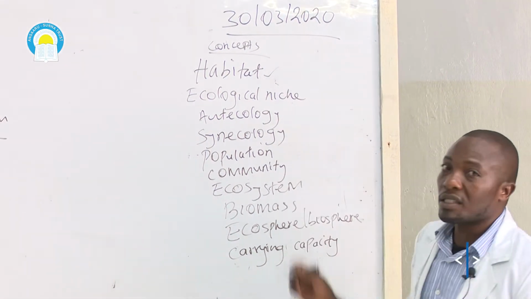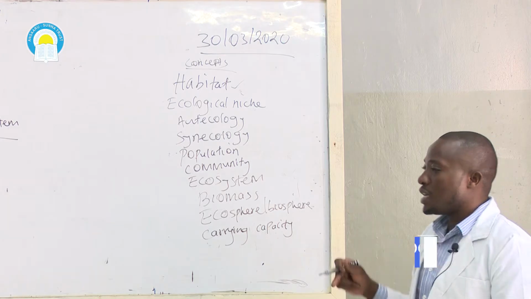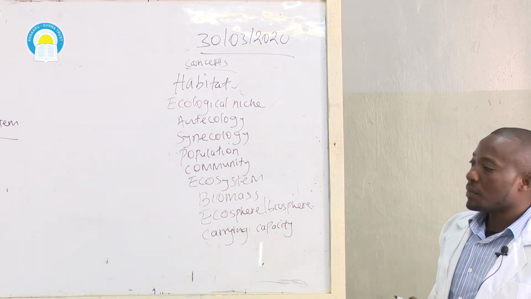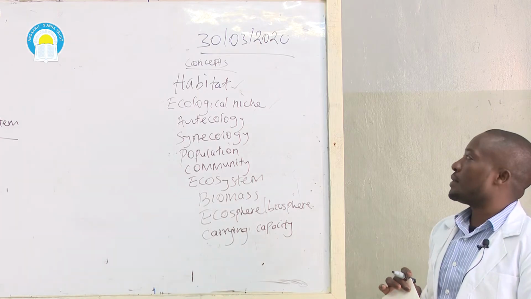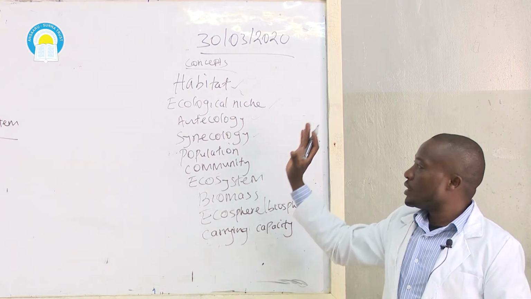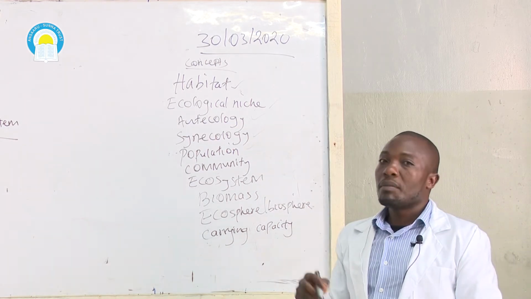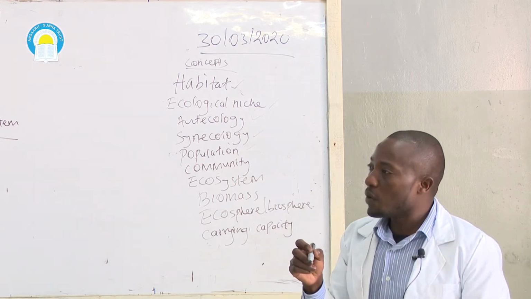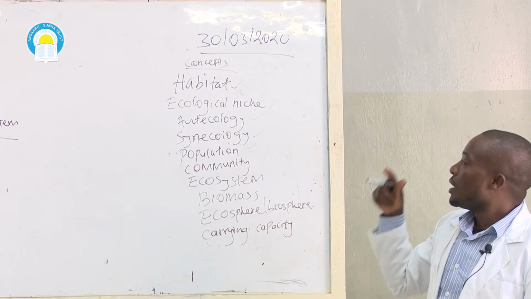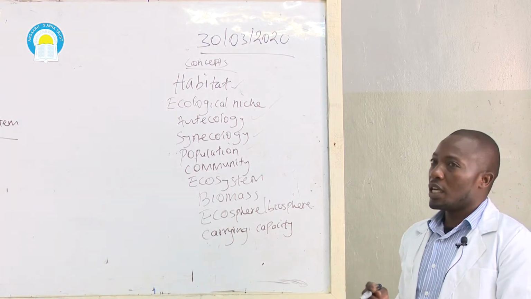So we can remind ourselves that habitat is a specific locality with a particular set of conditions where a living organism lives. Ecological niche, we said, is the position occupied by a living organism in a habitat and the role it plays. Autecology is the study of a single species in the ecosystem. Synecology is the study of many species in the ecosystem. Population is the total number of living organisms belonging to a particular species living in a particular area over a given period of time. Community is several species interacting with each other in an ecosystem.